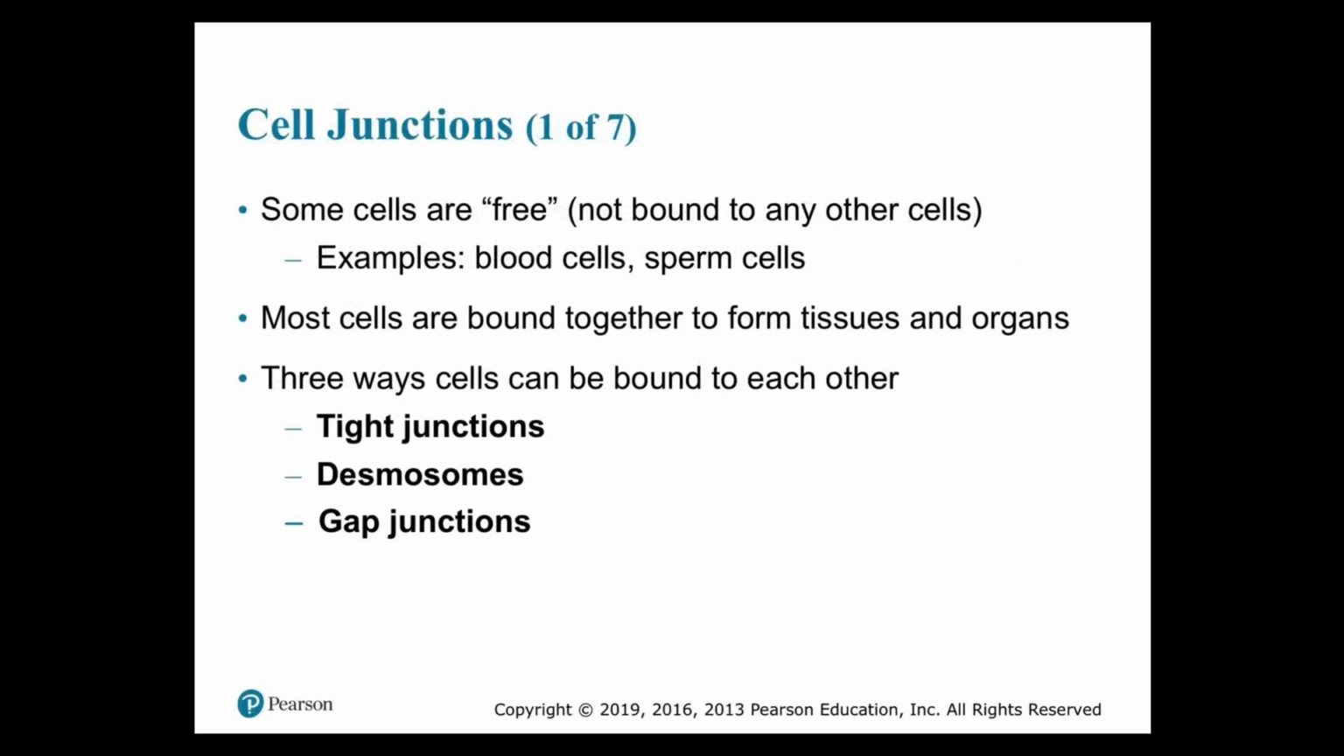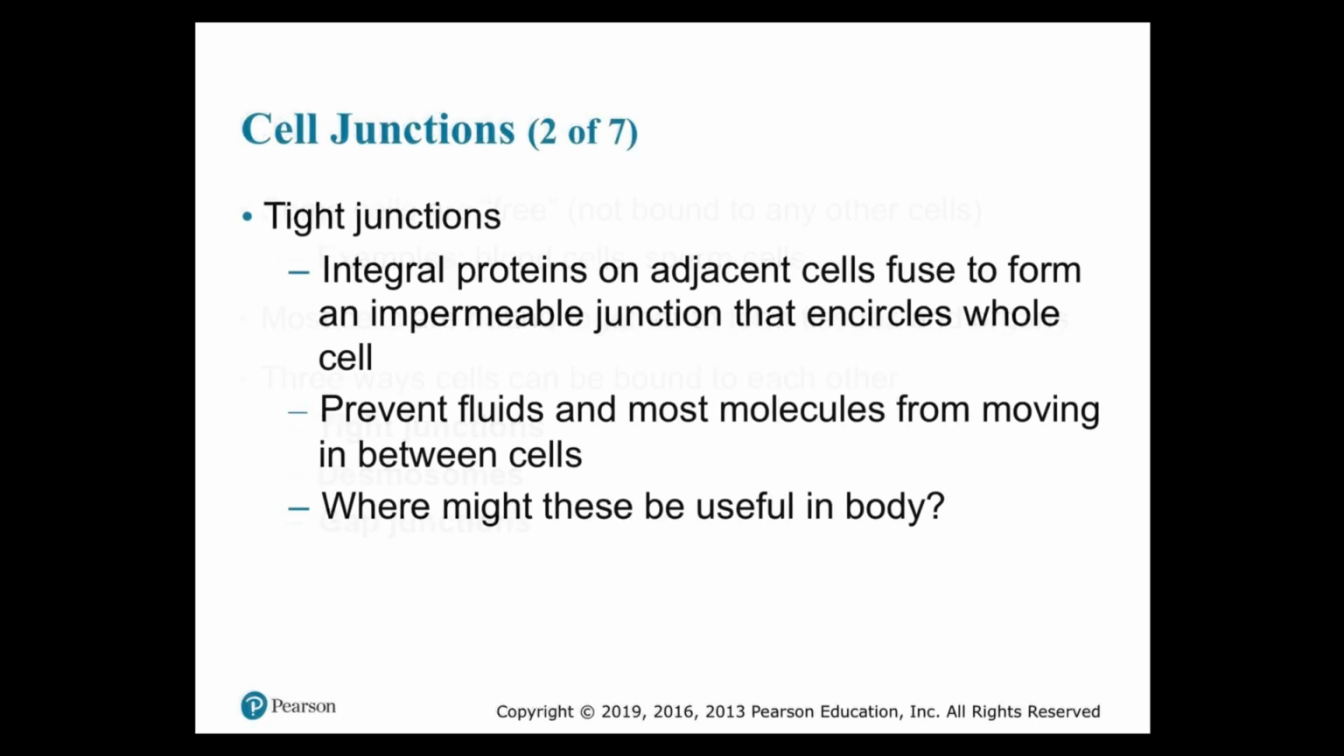Next section is cell junctions. So some cells are free, which means they're not bound to any other cells. There are examples of free cells, like blood cells, like red blood cells and white blood cells, and sperm cells. But most cells are bound together to form tissues and organs. There are three ways cells can be bound to each other, either through tight junctions, desmosomes, or gap junctions.